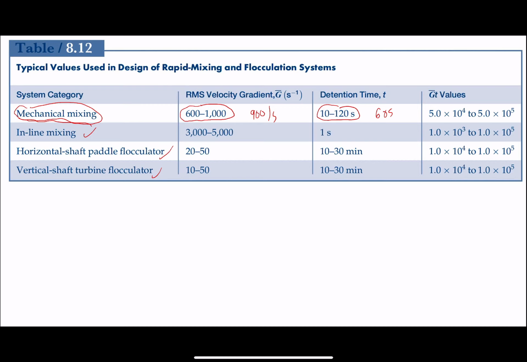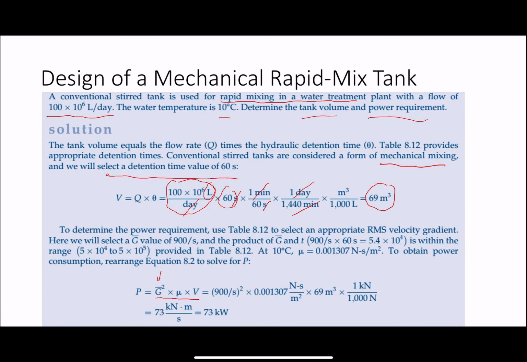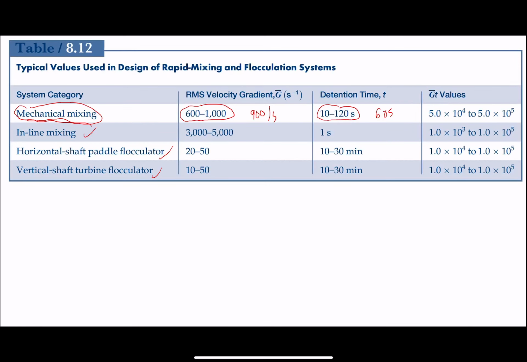So now we have to multiply G prime times T. G prime times T, 900 per second times 60 seconds, second with second, you'll end up with 5.4 × 10^4, which is between these values. So we are good. We are still within the guidelines, typical values for design of rapid mix. Of course, you have to check.